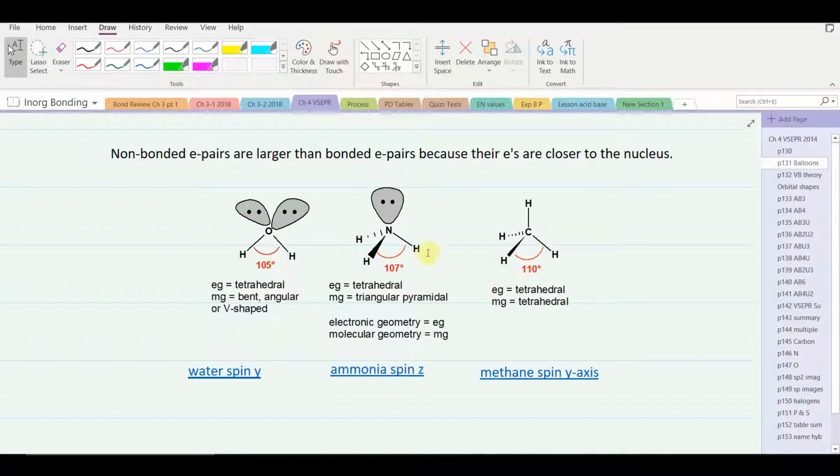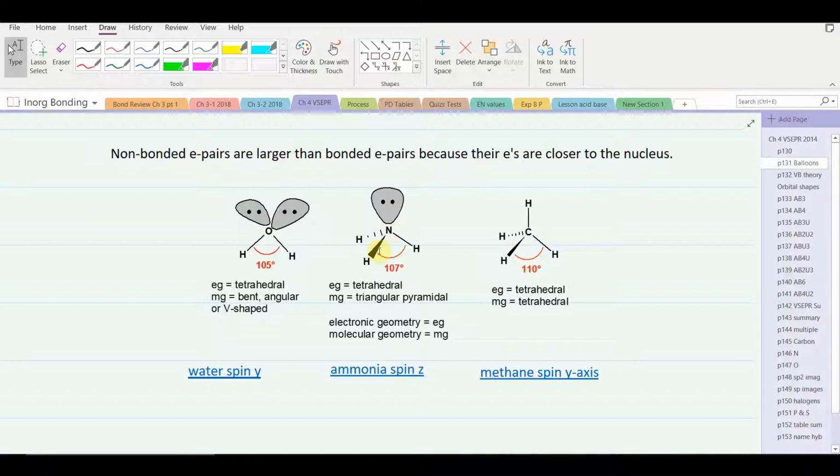Bonded electron pairs tend to be thinner and take a little less space than non-bonded electron pairs. The electron cloud in a bonded electron pair is being shared between 2 atoms, whereas the electron cloud of a non-bonded electron pair sits entirely on the central atom, and so it's a little fatter, and so it tends to compress the bond angles of the bonded electron pairs.